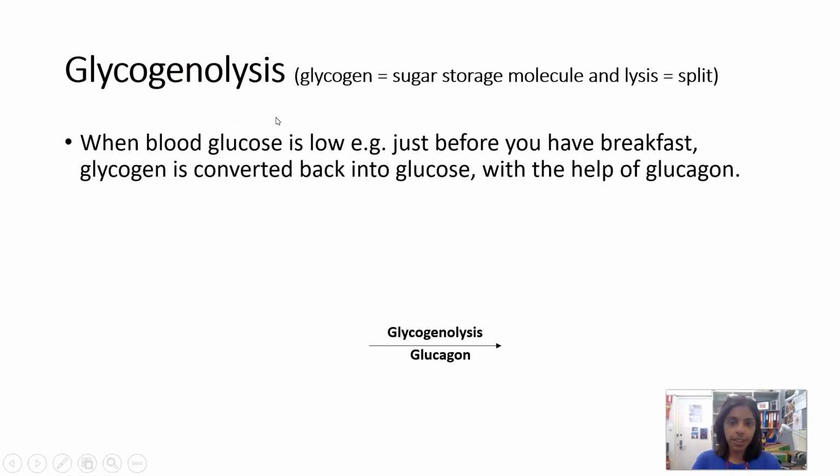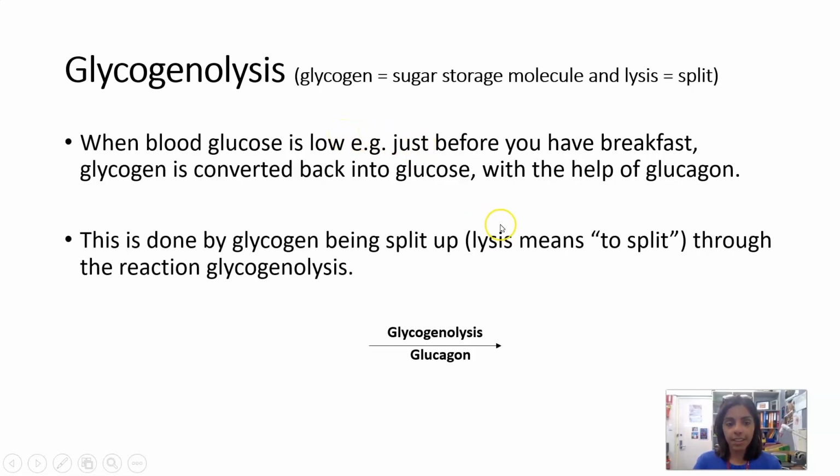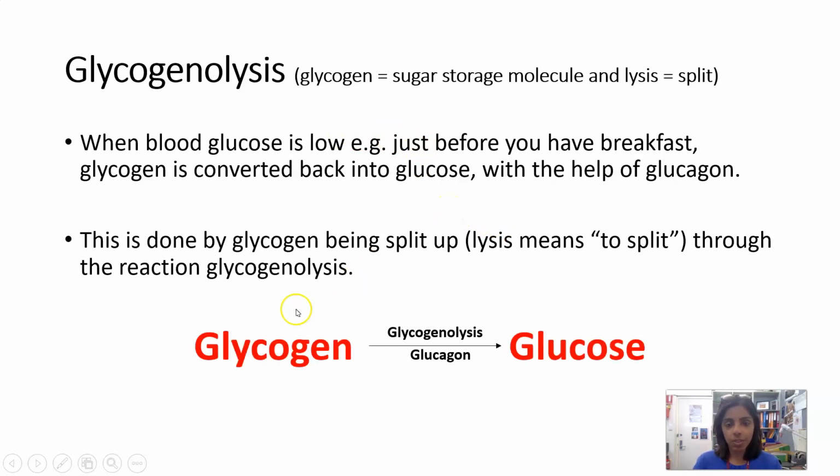So again, early in the morning, if you haven't eaten for 6 to 8, maybe 10 hours or more, you will have a very low blood glucose concentration. You are able to function normally and be okay with that because the hormone glucagon stimulates the breakdown of glycogen into glucose. So this reaction, the glucagon reaction, is described as glycogenolysis.